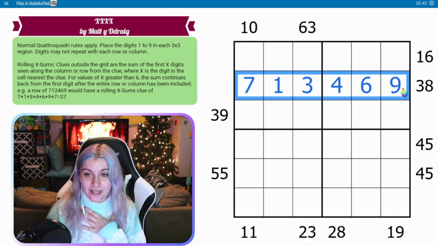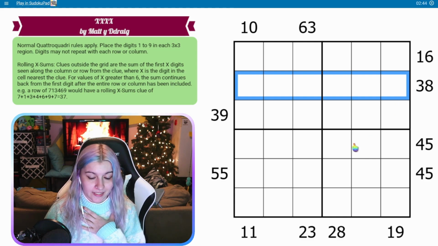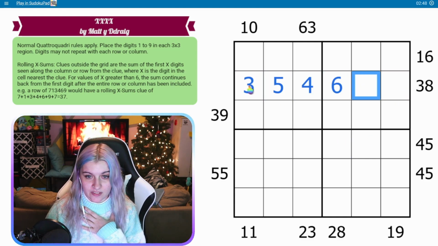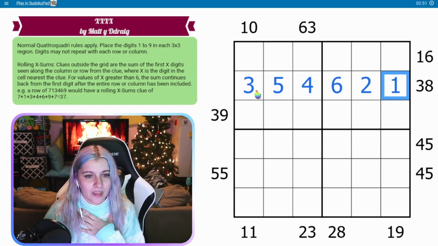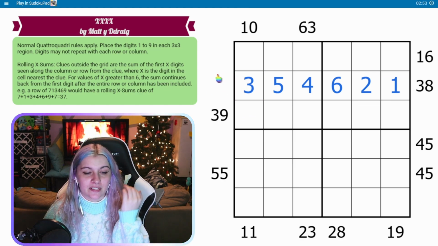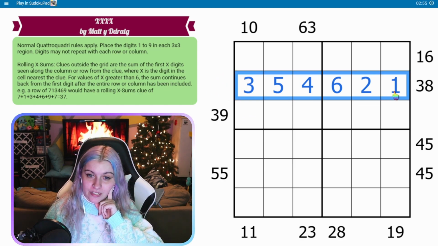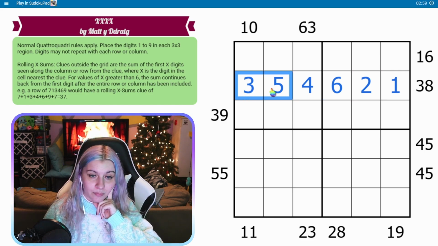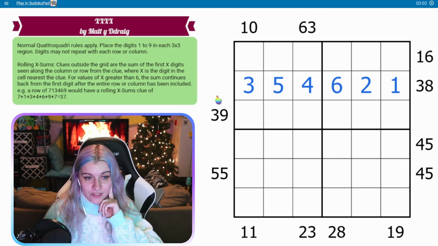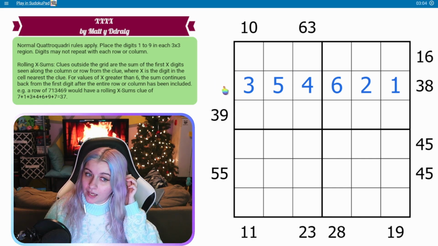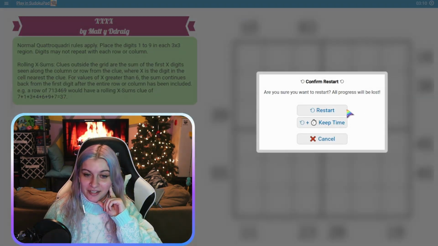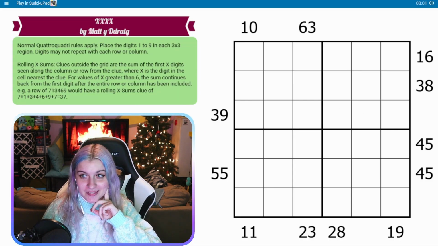Oh my gosh. So normal X sums clues. If this was a 3, this was a 5, this was a 4, 6, 2, 1, for example. If there was a number here, this would be the X sum for this row, and you would add the first 3 numbers because this is a 3. So you'd have 3 plus 5 plus 4, which is 12. So there'd be a 12 here as your X sum. But rolling, we just keep going if it's bigger than 6. That's wild. We're gonna have math on some big numbers today, it seems like.